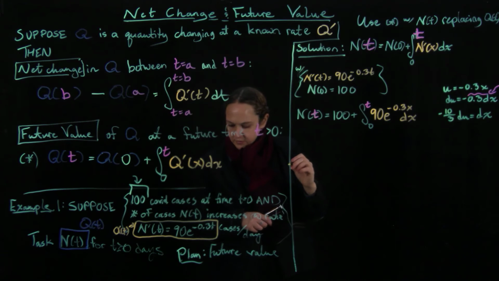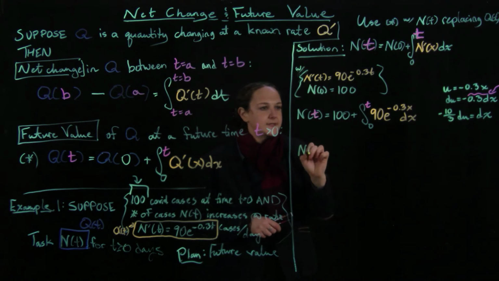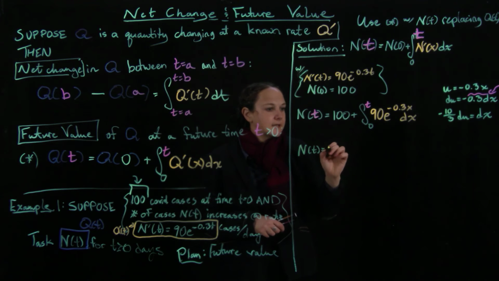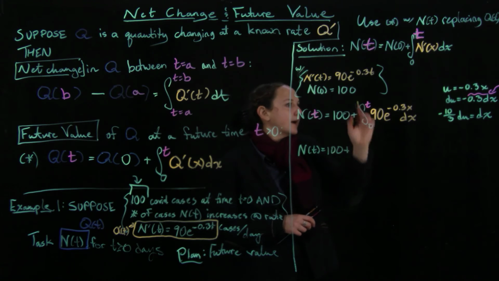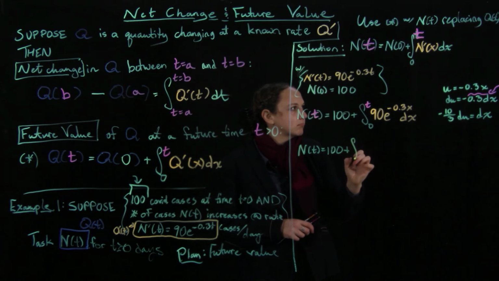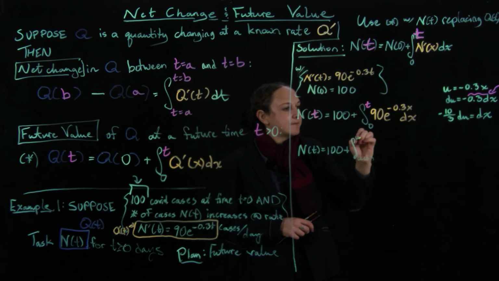Now I can substitute that in here. So I go ahead and do that, and I get that N of t is going to equal 100 plus, and then remember I have to change my bounds. So this has to be u of 0, and this has to be u of t.